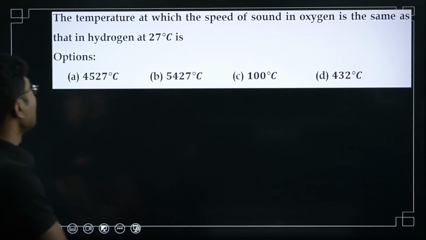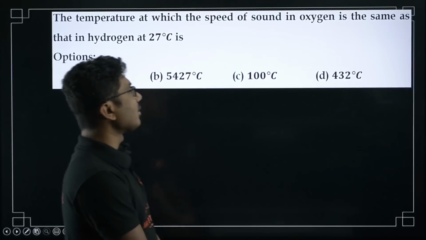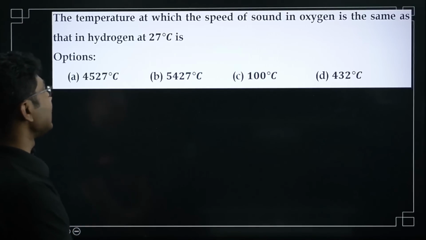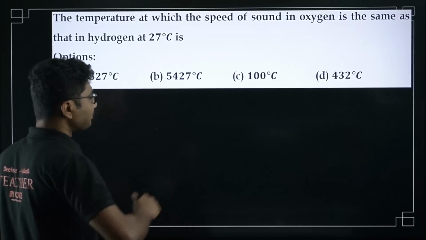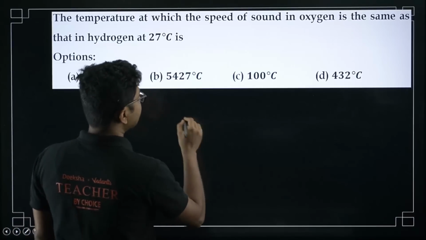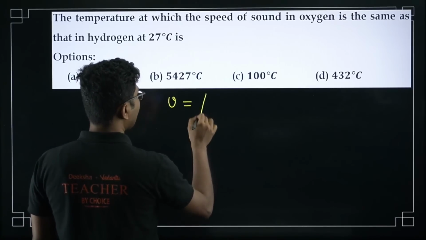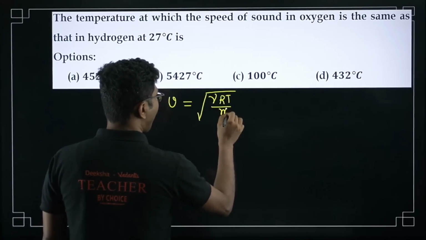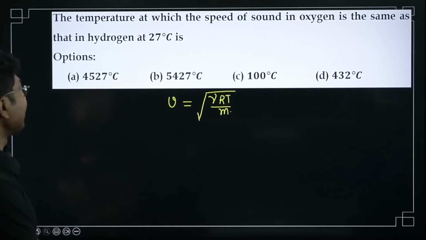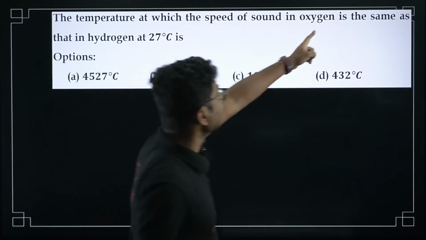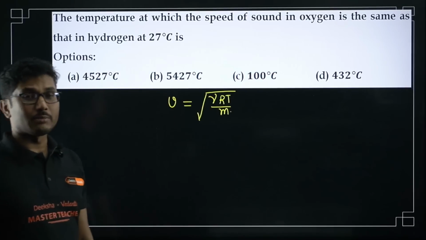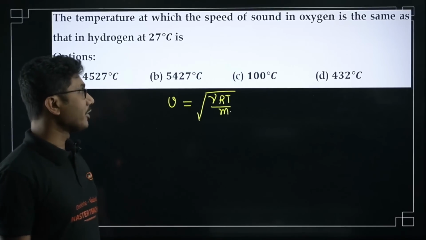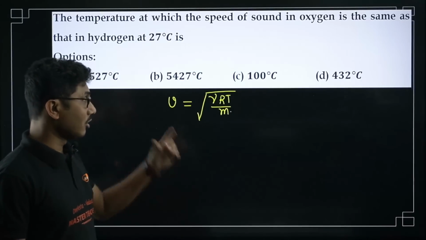Now next question. The temperature at which the speed of sound in oxygen is the same as that in hydrogen at 27 degrees Celsius. We know that the speed of sound is given by the square root of gamma RT by M. Oxygen and hydrogen are both diatomic gases, so the gamma value is constant, 1.4. So gamma is not a concern.